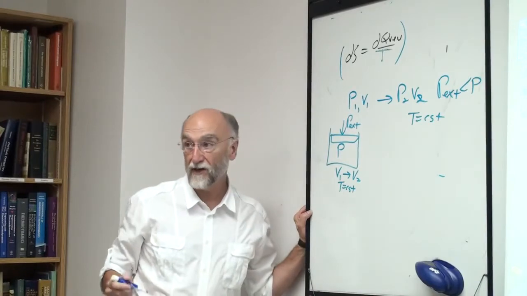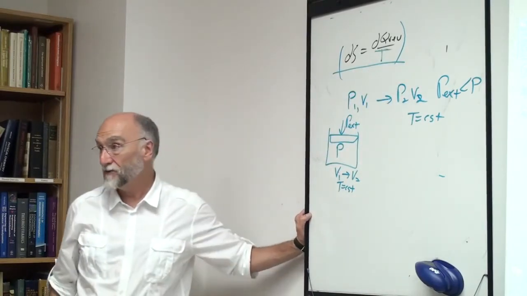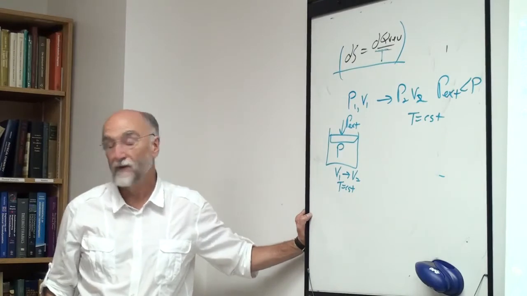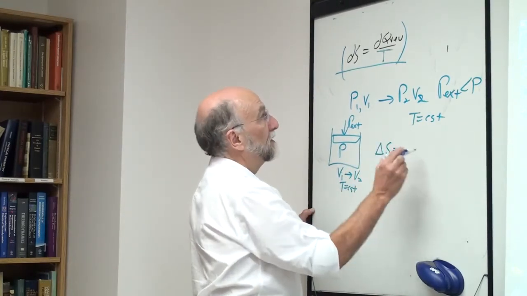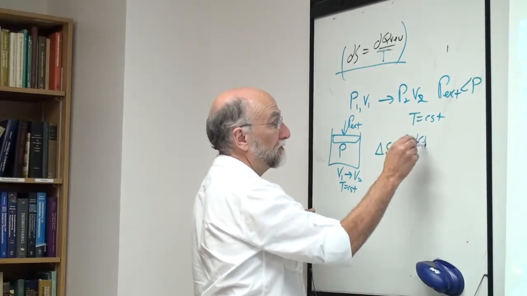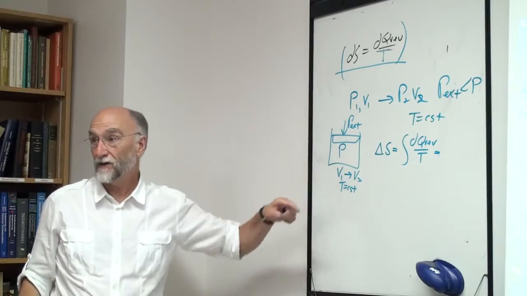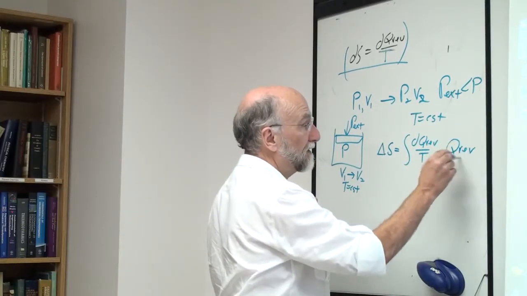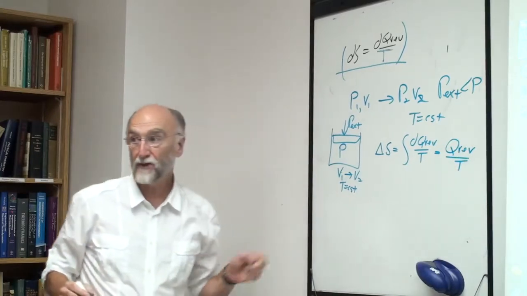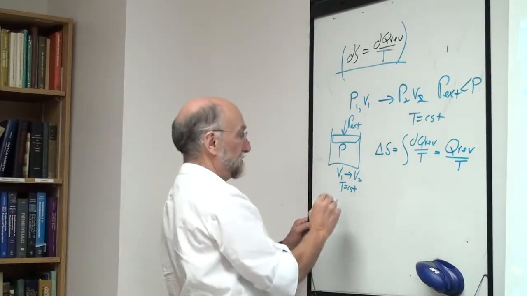What is delta S of the system? This is the expression for delta S of the system, or dS of the system. Delta S of the system is the integral of dq reversible over T. The T is constant by its definition, so this is the reversible heat over temperature. Okay, let's assume it's an ideal gas.